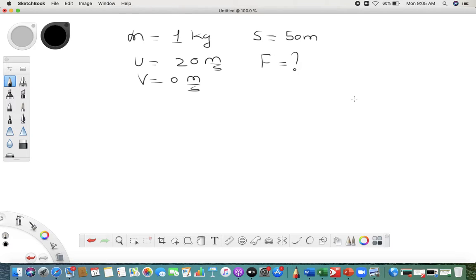So whenever you have to do this, it should be low like this. So m is 1 kg, u is 20 meter per second, v is equal to 0, s is equal to 50 meter, and F is this. Clear?